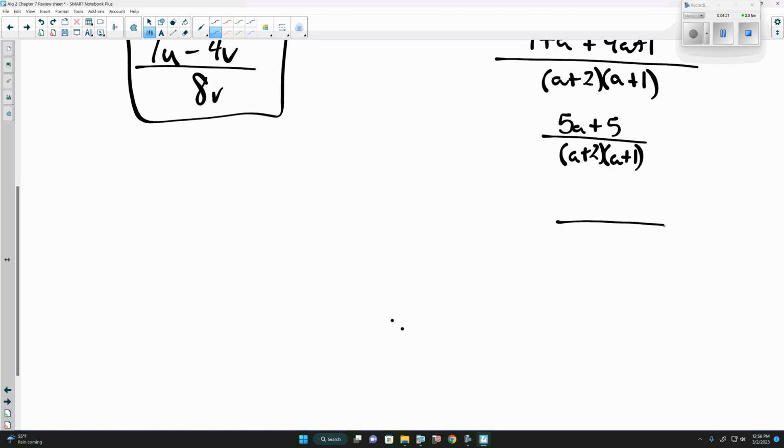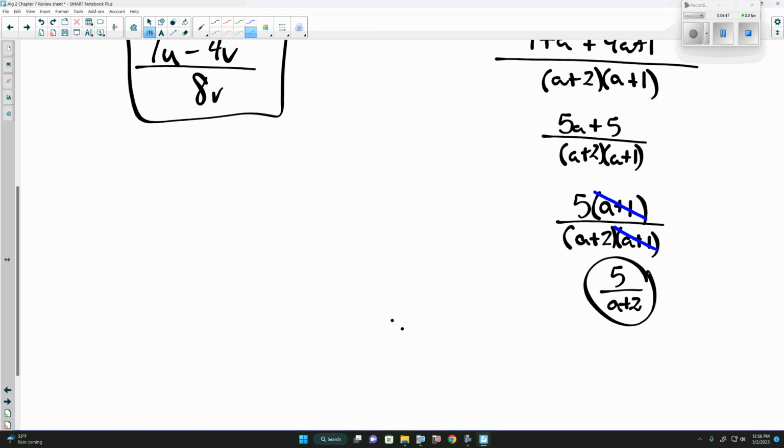But the numerator does have a greatest common factor of 5. And if we factor it out, we get 5 times a plus 1 over a plus 2 times a plus 1. So there is a common factor of a plus 1 on top and bottom that would cancel, leaving us with 5 over a plus 2. So we try to see, once we finish adding and subtracting everything in the top of the fraction, if we can factor it. If we can, we need to factor it and then simplify from there.